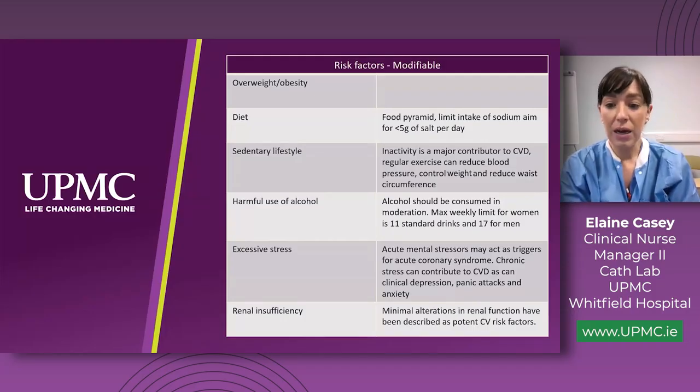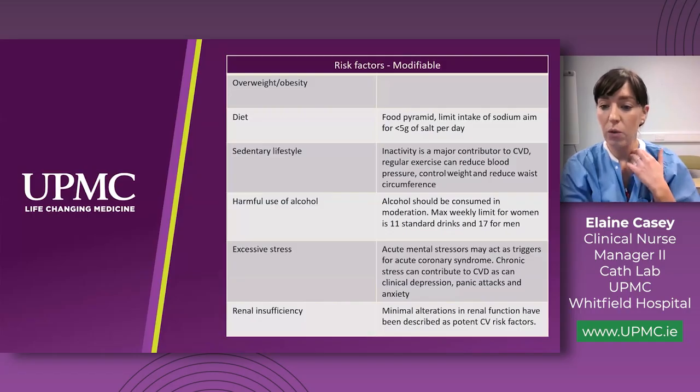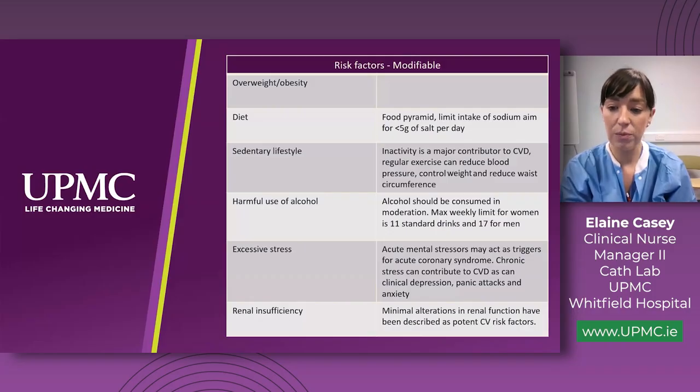So harmful use of alcohol. Alcohol should be consumed in moderation. So the max weekly limit for a woman is 11 standard drinks and 17 for a man. Excessive stress. So acute mental stressors may act as triggers for acute coronary syndrome. Chronic stress can contribute to cardiovascular disease, as can clinical depression, panic attacks, and anxiety. So renal insufficiency. Minimal alterations in renal function have been described as potential cardiovascular risk factors.